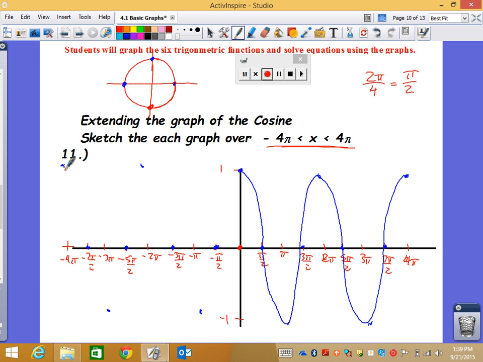So we can connect the dots again using my wave. And you'll notice the left side and the right side are just mirror images of each other. So how many periods do we have again? Well, each period is 2 pi, so we know we have 4 total periods because it goes from negative 4 pi to 4 pi.